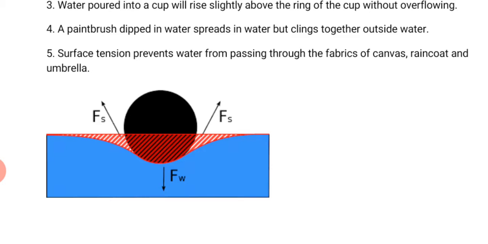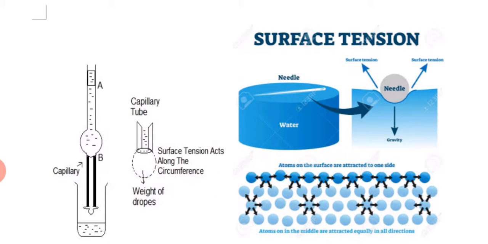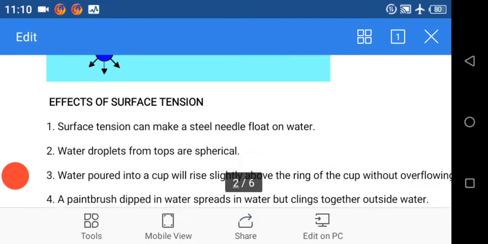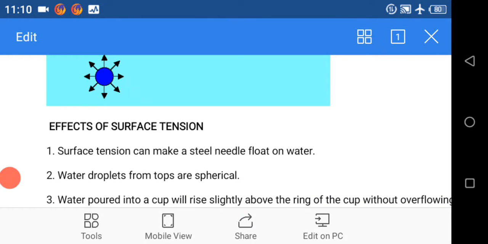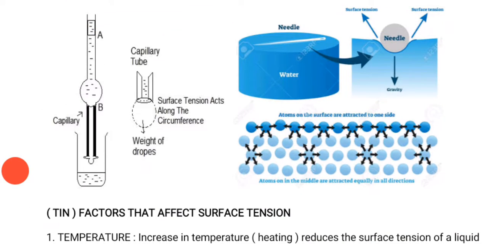And the diagram below demonstrates that surface tension prevents water from passing through the fabrics of canvas, raincoat, and umbrella. Then we have other diagrams which demonstrate the effect of surface tension, like the droplets, droplet of water from the top, which are always spherical. Droplets, you can see that being demonstrated, the droplet is spherical.